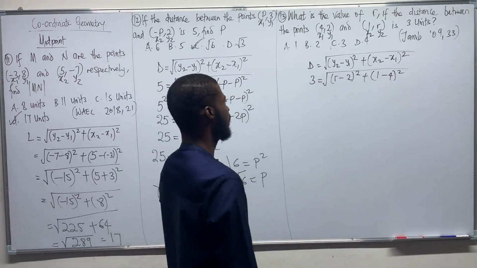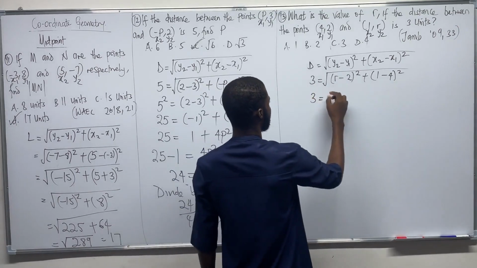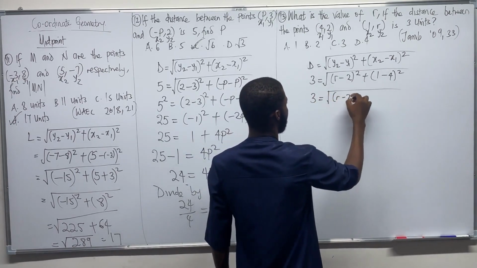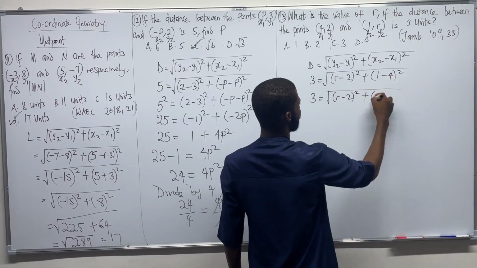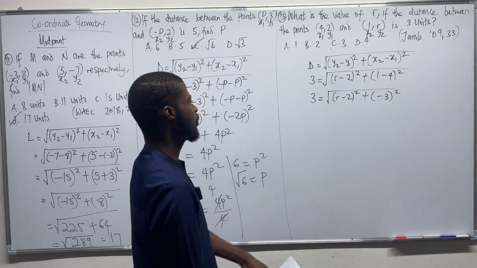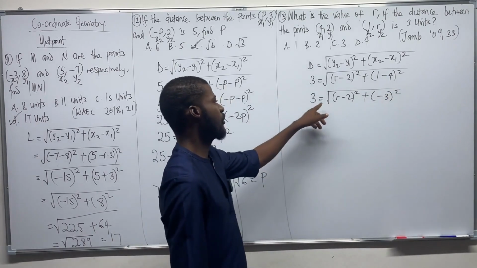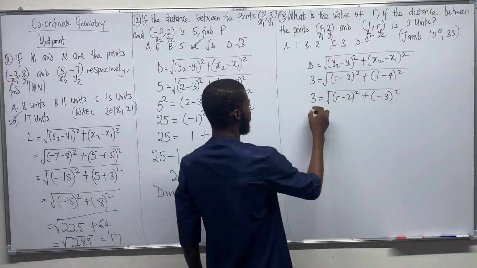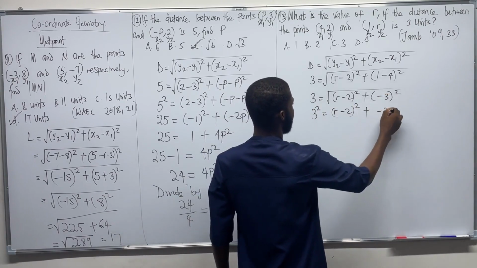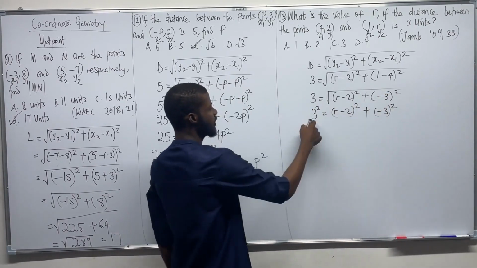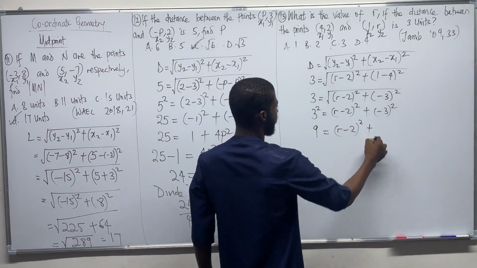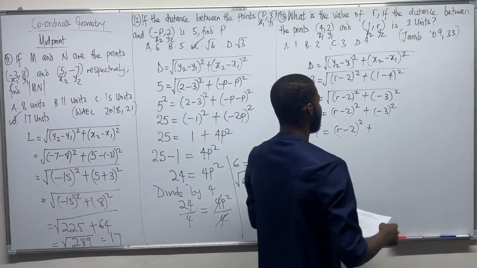What is the next thing that I have to do? This is 3 equal to the square root of r minus 2, leave it like that, all squared, plus what is 1 minus 4? 1 minus 4 is minus 3. Then you put your square. The next thing you want to do is to remove this very square root. So to remove square root, you square the other side. So this will be 3 squared equal to r minus 2 squared plus minus 3 squared. Now what is 3 squared? 3 squared is 9. And then we have r minus 2 squared plus minus 3 squared is 9.